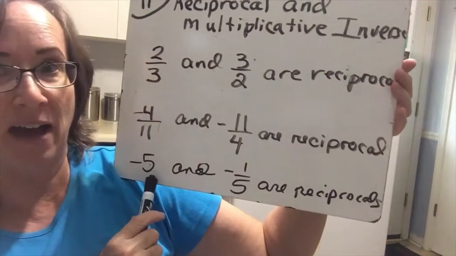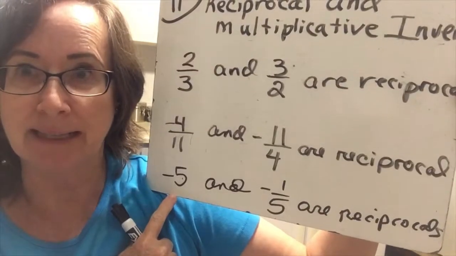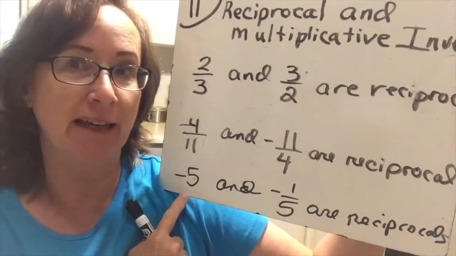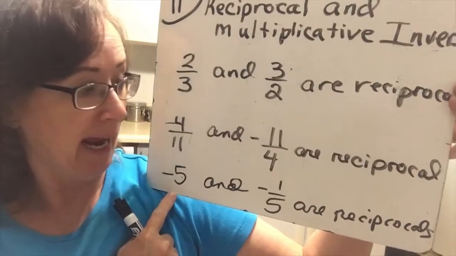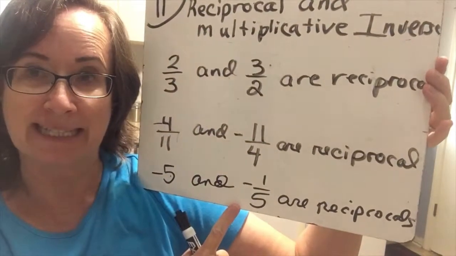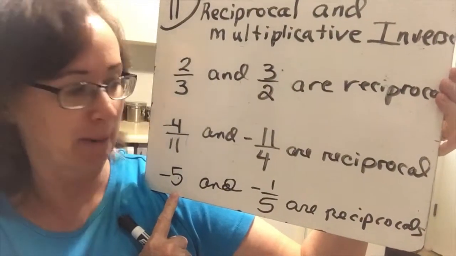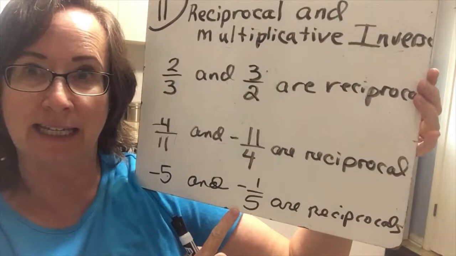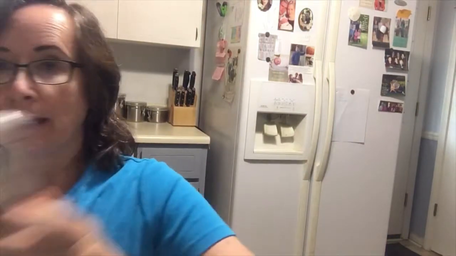And then -5, now notice, remember, any integer can be placed over 1, can't it? So -5 is the same thing as -5/1, and then we can flip it over, and it's easier to do when we have mentally put the 1 on the bottom. So -5 and -1/5 are reciprocals. So they're very easy to think about.